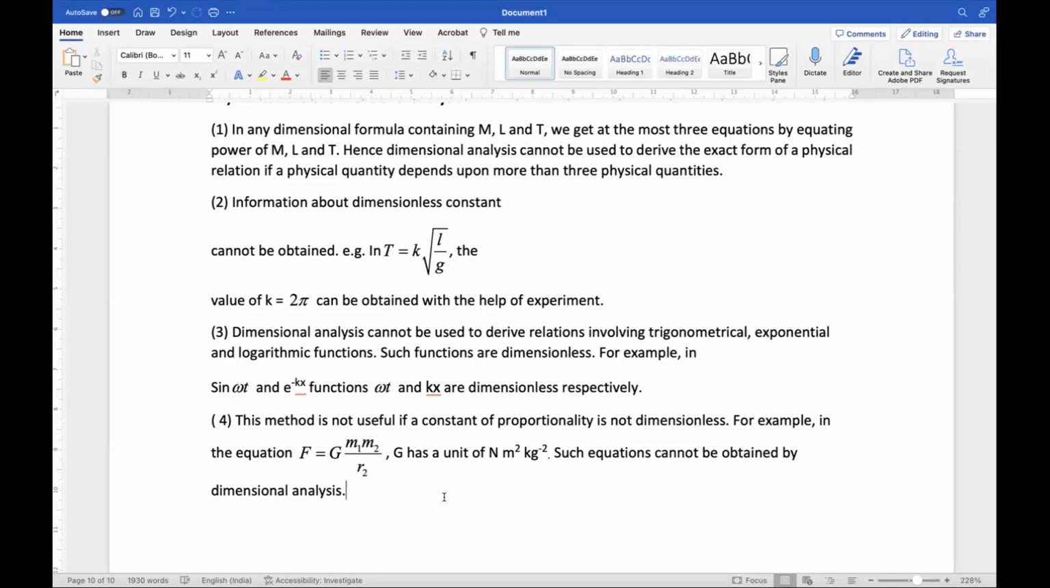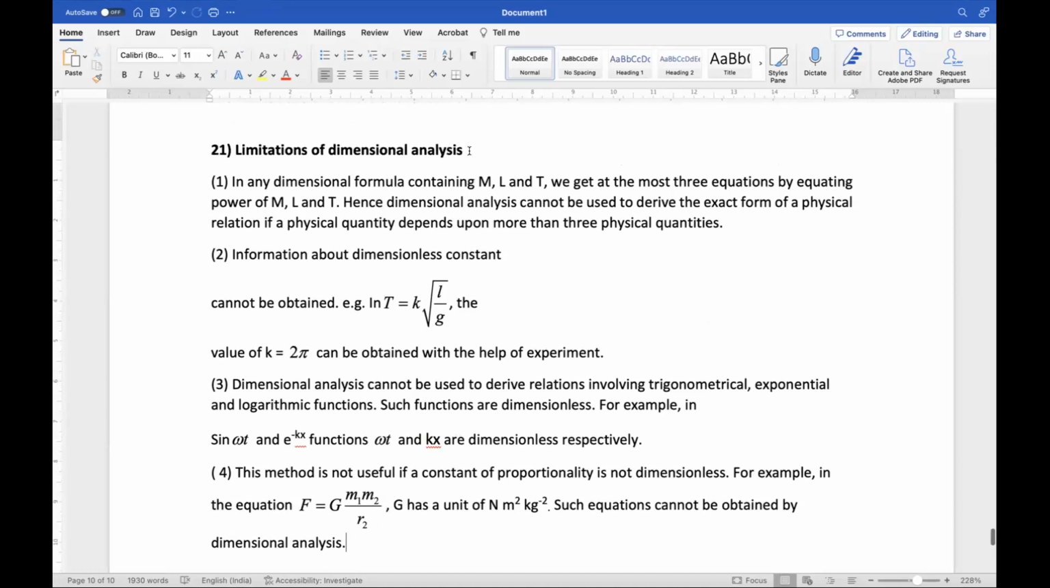Are you able to understand what I'm trying to say? Yes, sir. So these are all the limitations of dimensional analysis. These are all the limitations that exist with respect to dimensional analysis. Clear with this?